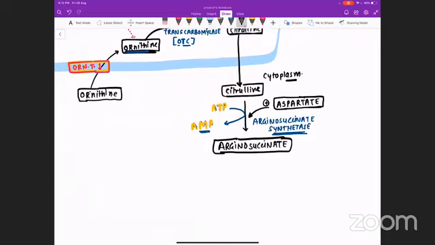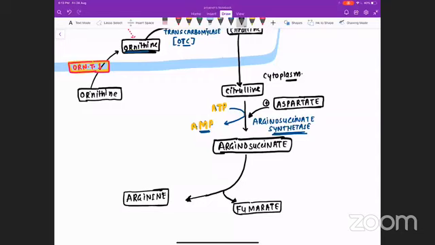Then this arginosuccinate, in the fourth reaction, will undergo a lysis reaction and split into two. This bigger molecule will be converted into two smaller molecules, arginine and fumarate. Because a bigger molecule is splitting into smaller molecules, it is a lysis reaction. So the name of the enzyme is arginosuccinate lyase.